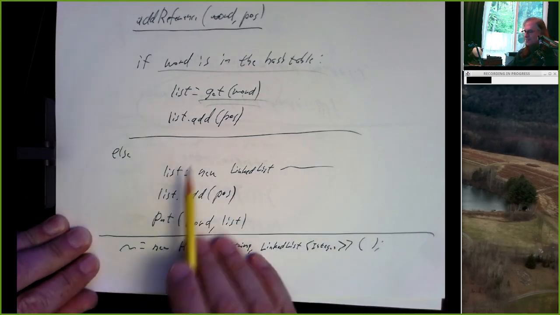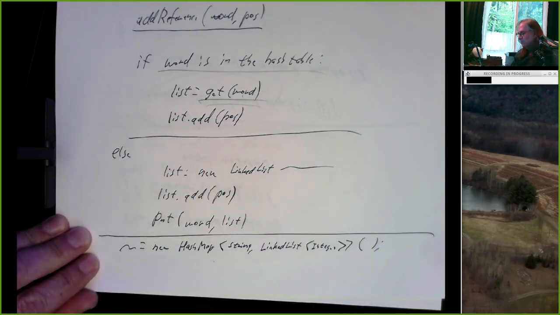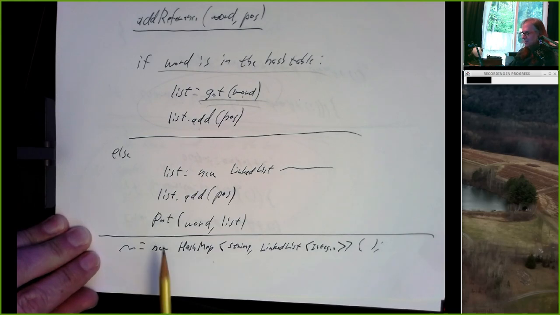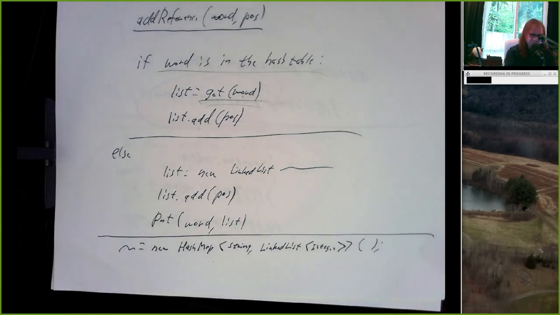Adding to the end of a linked list, it's just the add method, right? And then storing something in the hash is just a put method on the hash table object, and you pass the word and the linked list you want to store.